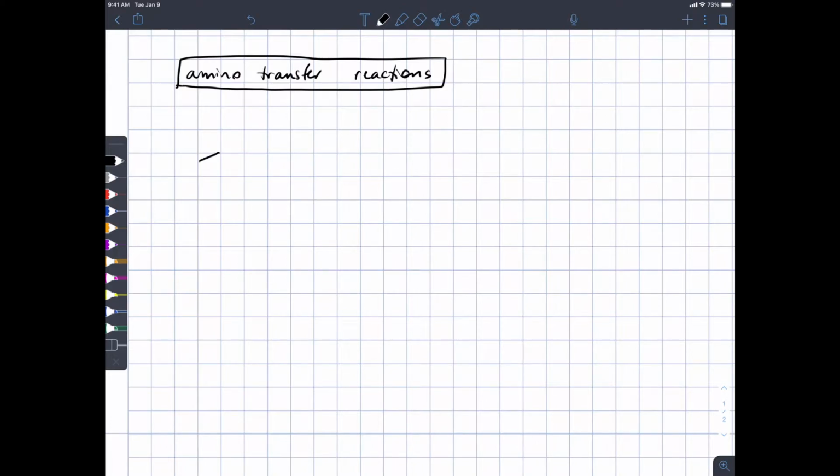So I believe this molecule is called alpha ketoglutarate. And it is an intermediate in the citric acid cycle. It's an intermediate in metabolism. So it's a metabolite that's floating around in your cells.